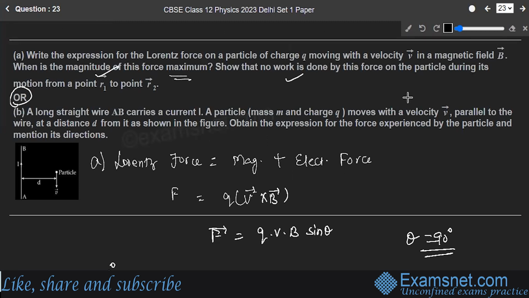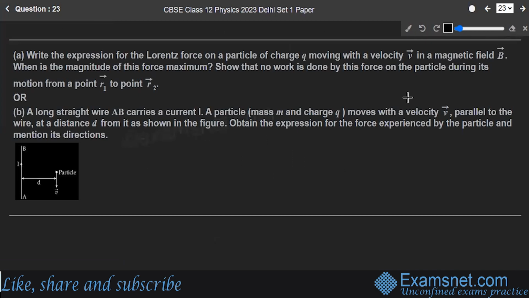Let's clear the screen. A long straight wire AB carries a current I. A particle of mass m and charge q moves with velocity v parallel to the wire at a distance d from it, as shown in the figure. Obtain the expression for the force experienced by the particle. Mention its direction.